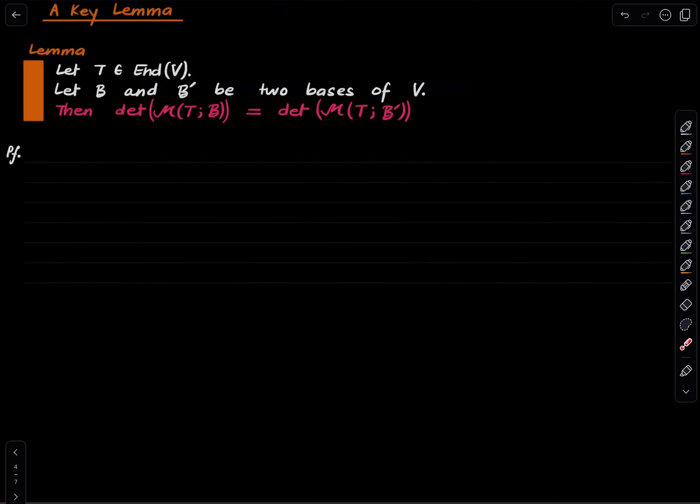Okay. So what does the theorem say? It says exactly what we said in the previous slide. Fix any endomorphism T on a vector space V. Fix two bases B and B prime of the vector space V. Then the determinant of the matrix of T with respect to B is the same as the determinant of the matrix of T with respect to B prime. So let's immediately prove it.